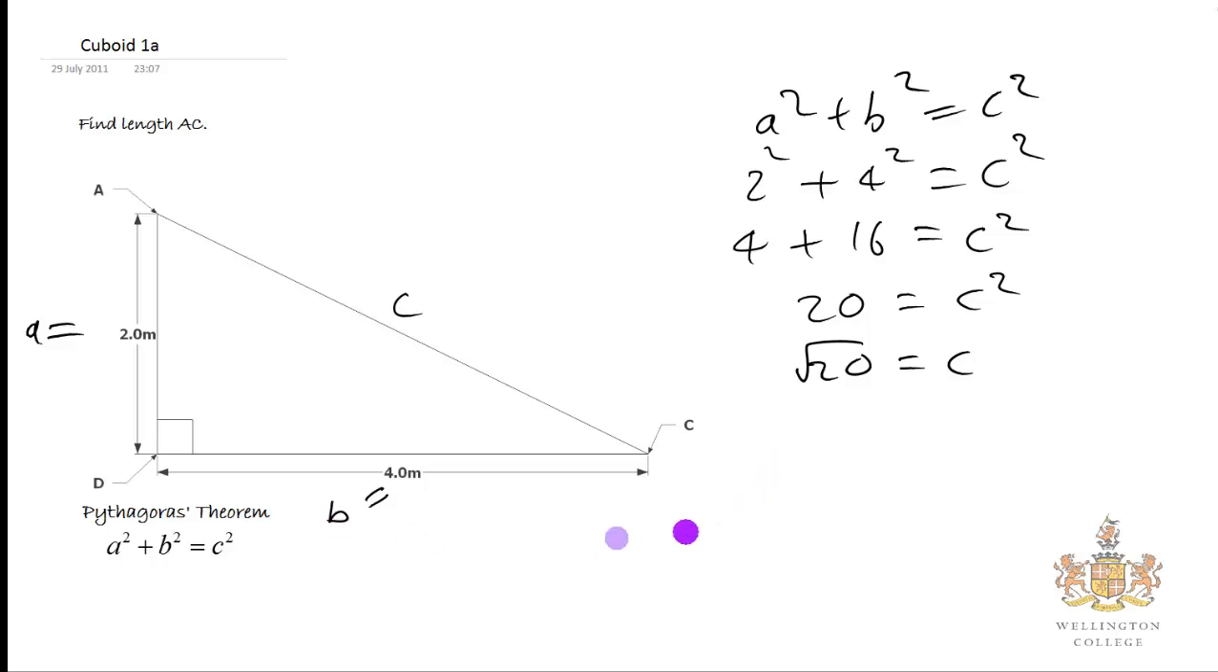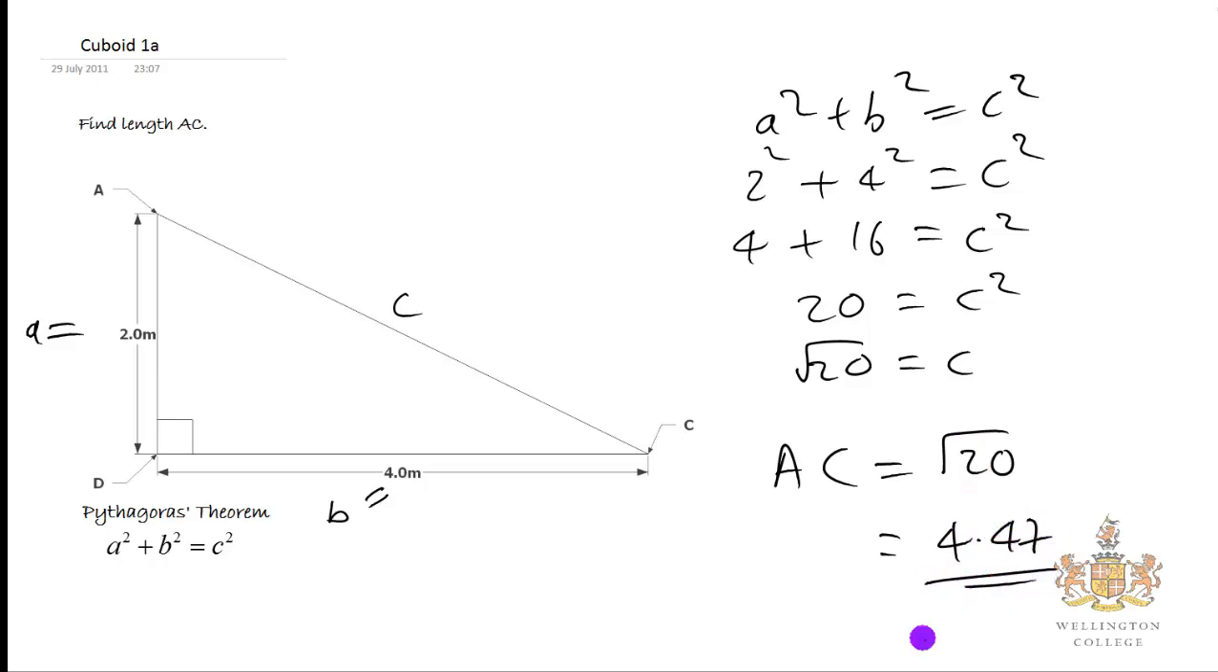We may well want to write AC, which we know is equal to root 20, in decimal format. So if you wanted to write it to 3 significant figures, you would get 4.47 if you tap that into your calculator.